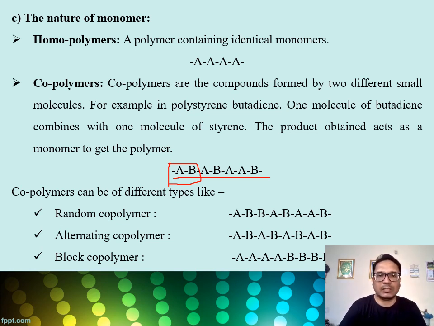The different examples of copolymers are random copolymer, alternating copolymer, or block copolymer. In random copolymer, the different monomers will be randomly placed one after another. Whereas in alternating copolymer, both the monomers will join together one after the other. In block copolymer, blocks or groups of the monomers will be joined together one after another, as shown in this type of polymers.